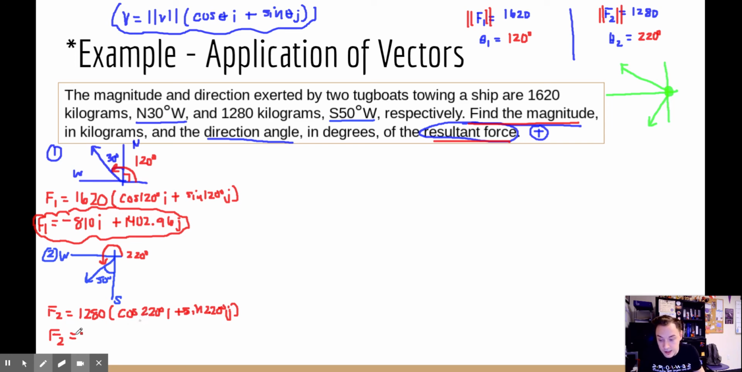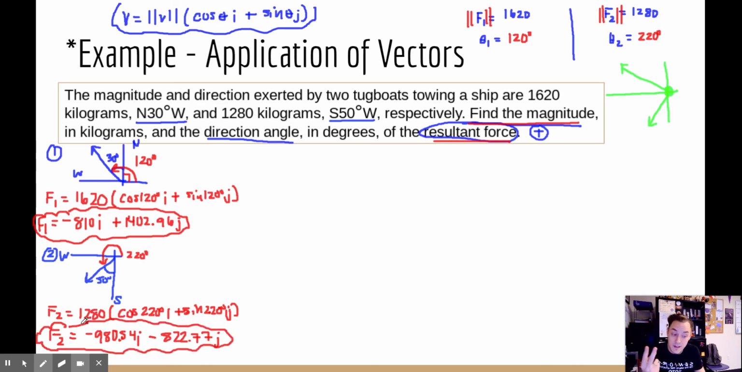What you get for your second vector is some big numbers. You ready? Negative 980.54 I. That's what you get for the I. And then you get minus 822.77J. So 822.77J, but it's negative. Again, this is not my answer, but this is my second vector that I'm going to use to find my answer, my resultant.